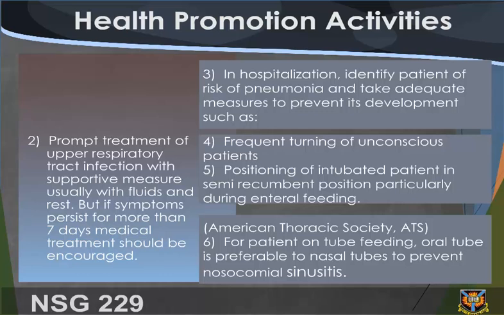3. In hospitalization, identify patients at risk of pneumonia and take adequate measures to prevent its development, such as 4. Frequent turning of unconscious patients. 5. Positioning of intubated patients in semi-recumbent position, particularly during enteral feeding. American Thoracic Society, ATS. 6. For patients on tube feeding, oral tube is preferable to nasal tubes to prevent nosocomial sinusitis.